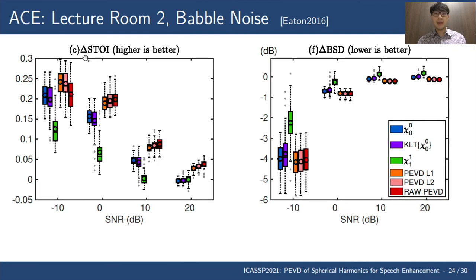At minus 10 dB SNR, PEVD L1 and L2 perform better than the raw PEVD because the generated eigenbeams take advantage of the noise reduction offered by the signal-independent spherical harmonics processing. But this is not available to raw polynomial EVD. At the other SNRs, the polynomial EVD algorithms perform comparably well, even though polynomial EVD L1 and L2 use 4 and 9 eigenbeam signals compared to the 32 microphone signals used in the raw PEVD approach.